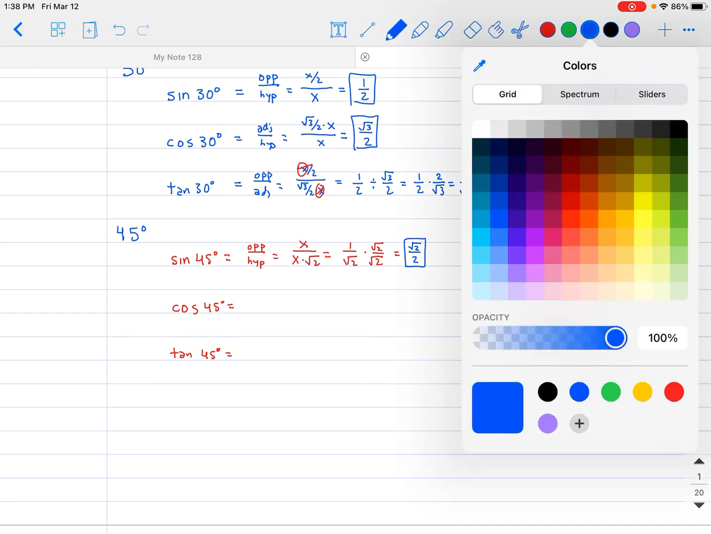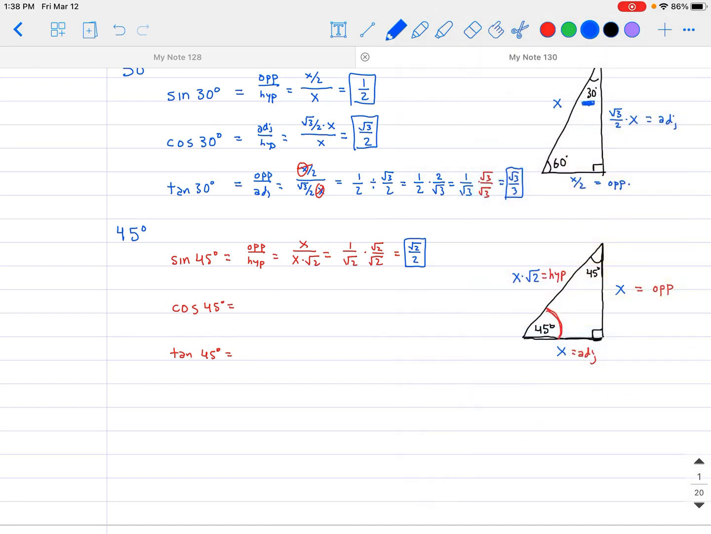Cosine is going to be kind of the same thing, right? Because if you're looking at the adjacent over the hypotenuse, that's exactly the same thing as what's above, because the proportionalities are going to be the same since both legs are equal to x. So once again, it's going to be x over x times root 2, and I did the work right above, so that can be simplified to root 2 over 2.